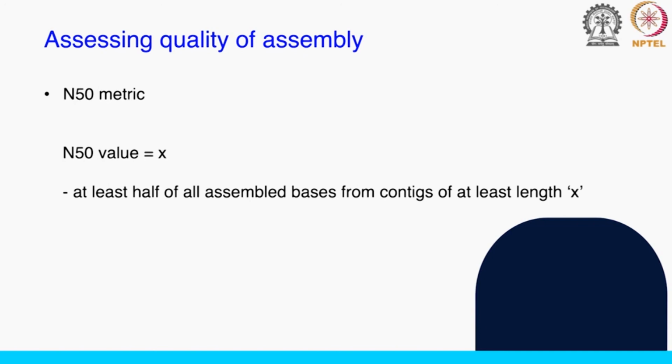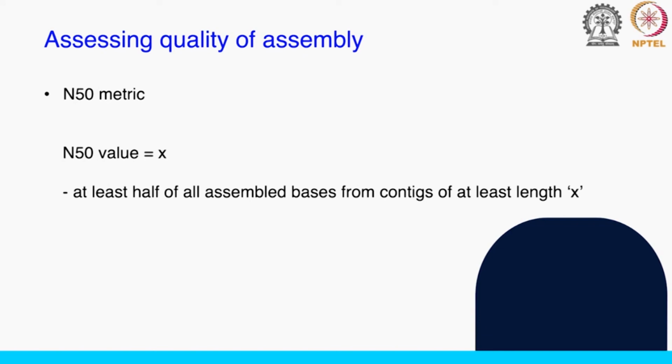Okay, and the explanation for N50 is very simple. Let us say the N50 value is x. It means that at least half of all assembled contigs are of length x or higher. So, if x is, let us say, 5 kb, at least half of all assembled contigs will be greater than 5 kb. This is how we actually look at the data.